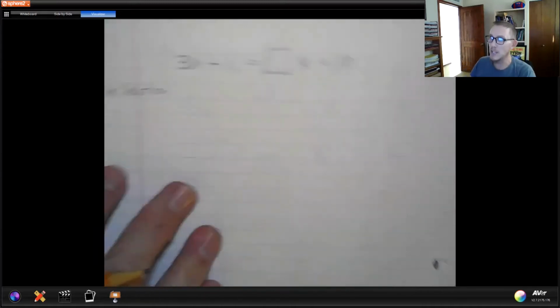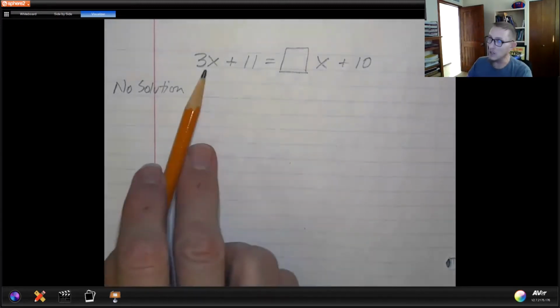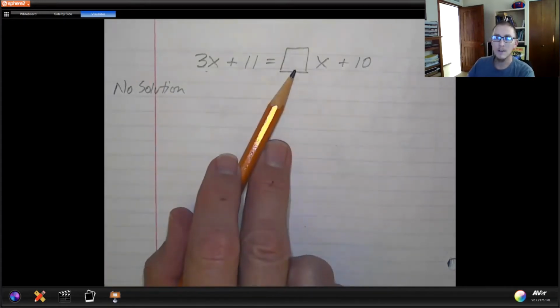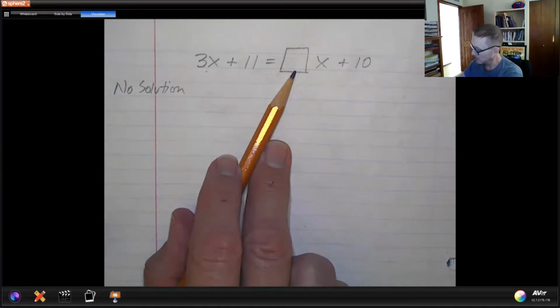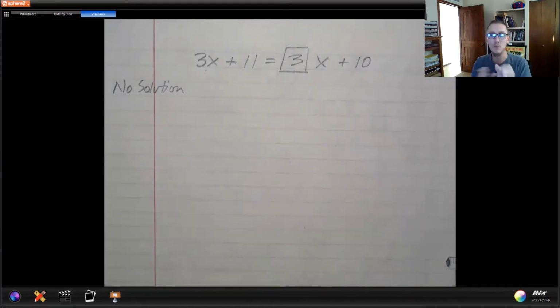If they want you to get a no solution, that means you need the variables to match on both sides so they cancel out. Well, if I have a 3x here, what number should I put in this box that will make it so that the variables match on both sides and will therefore cancel out? And if you were thinking 3, you're exactly right. Because now if I subtract 3x from both sides, I'm going to get those to cancel out.